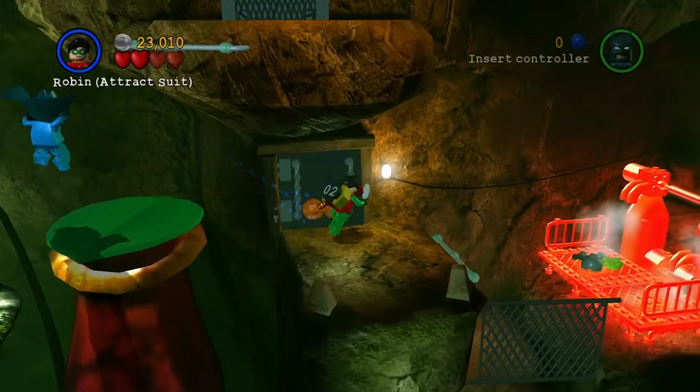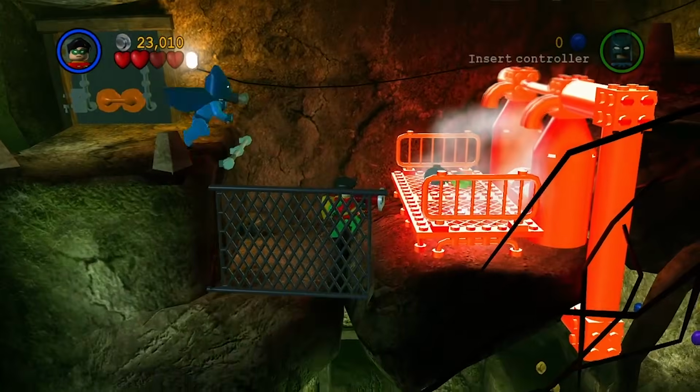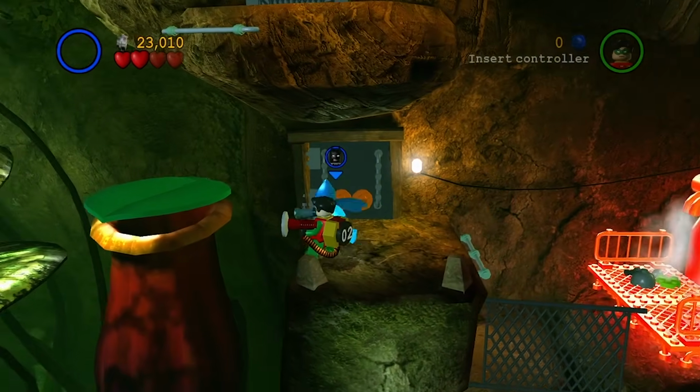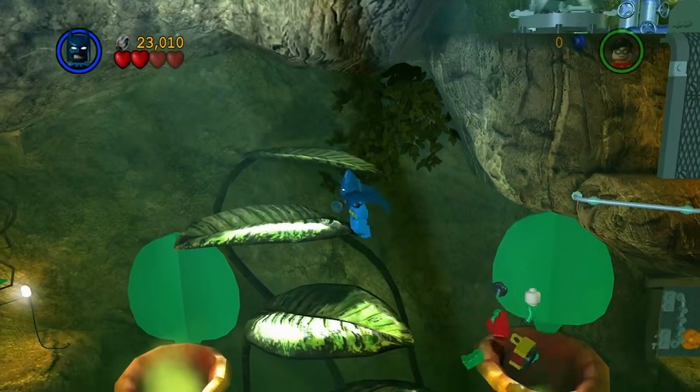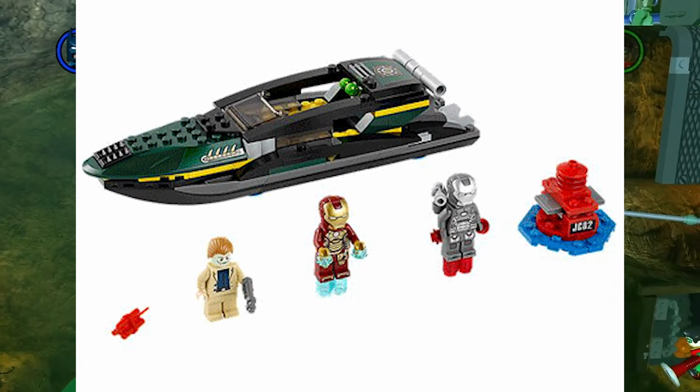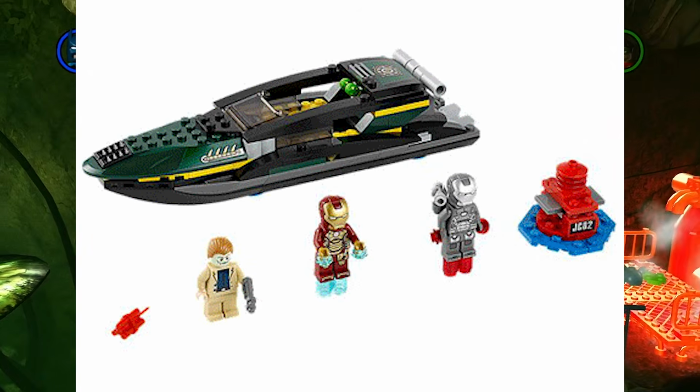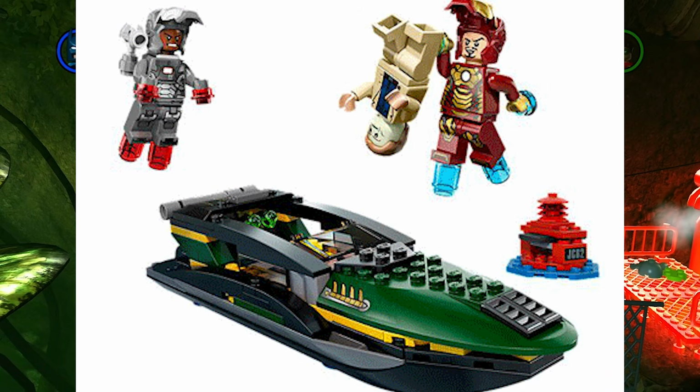As one can infer, this is not accurate to the movie at all. I mean, the Mandarin's not the villain in the movie, and he certainly wasn't driving around in this weaponized golf cart. Also, in the Extremis Seaport battle set, Rhodey has the War Machine armor, but of course in the movie he's now Iron Patriot.